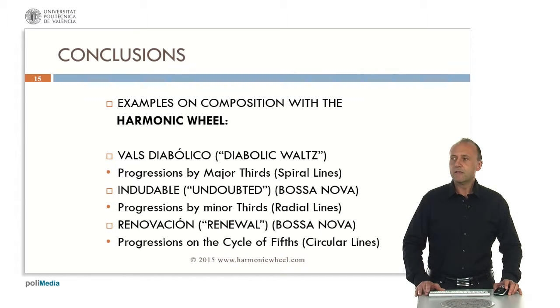So I explained three examples of composition performed with the aid of the harmonic wheel: the Vals Diabolico, diabolic waltz, including progressions by major thirds, Bossa Nova Indudable, undoubted, including progressions by minor thirds, and Bossa Nova Renovación, renewal, including progressions on the cycle of fifths.